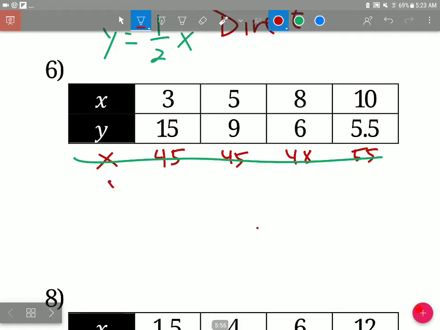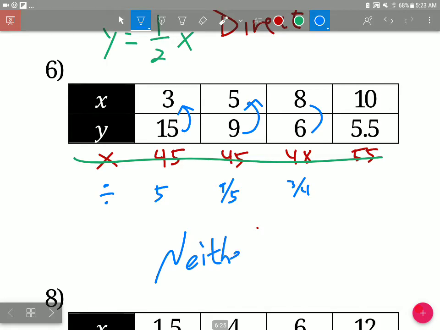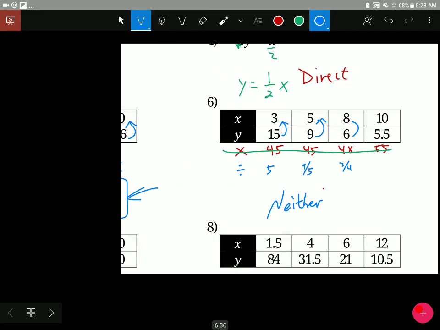Let's try dividing. 15 divided by 3 is 5. 9 divided by 5 is 9/5. Yeah, I don't know what that is. 1.8, I think. 6 divided by 8, yeah, is ugly. That's 3/4. That's 0.75. So, therefore, neither one of them works. So this is neither.